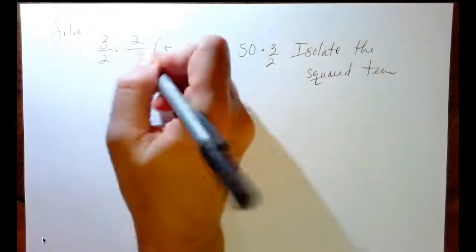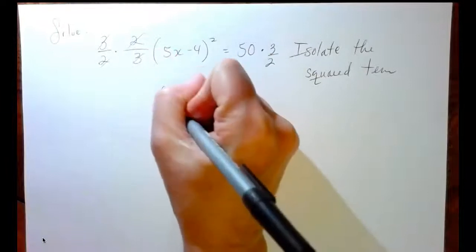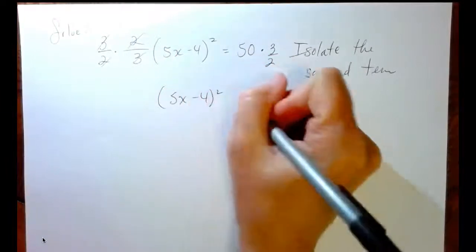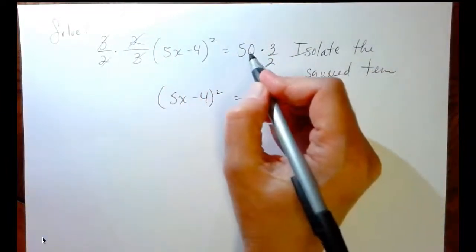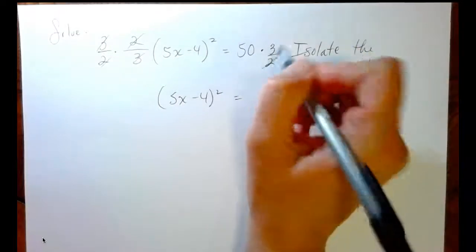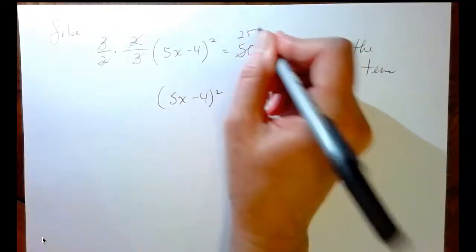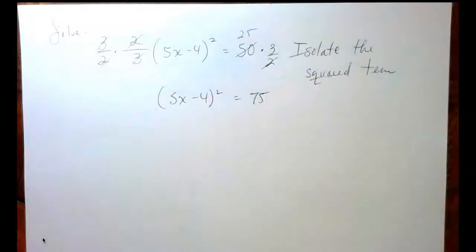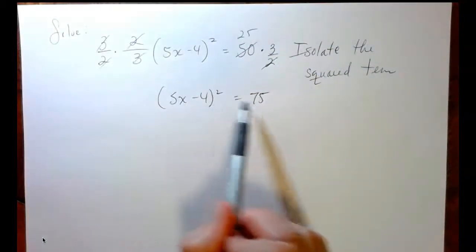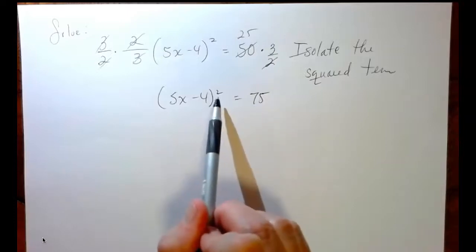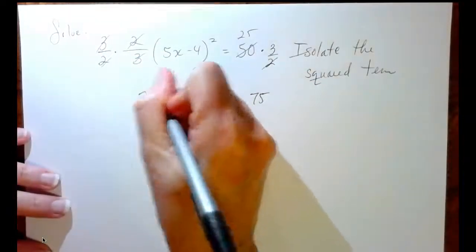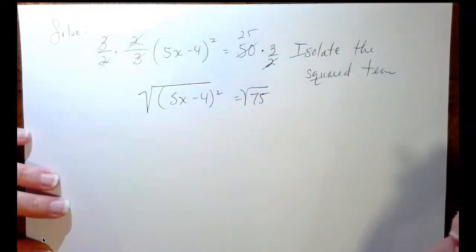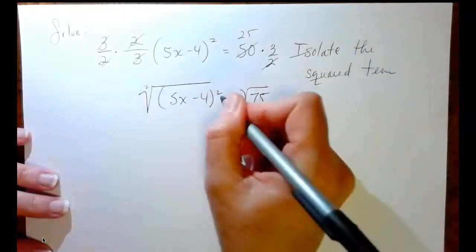Times 3/2 on both sides, everything cancels. That gives us (5x - 4)² = 50 times 3/2. 2 goes into 50, 25 times. 3 times 25 is 75. So we have the quantity (5x - 4)² = 75. Utilize the square root property now. Take the square root of both sides. The square root undoes the square.